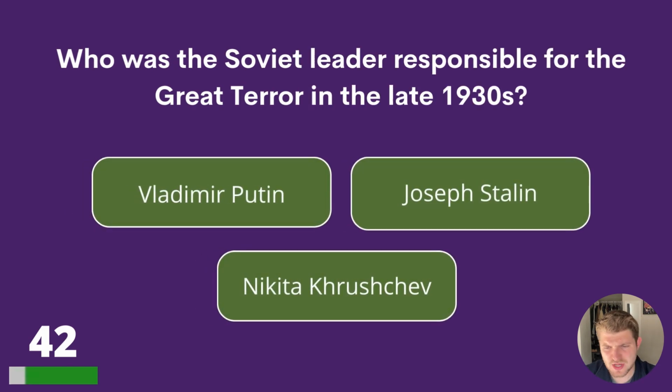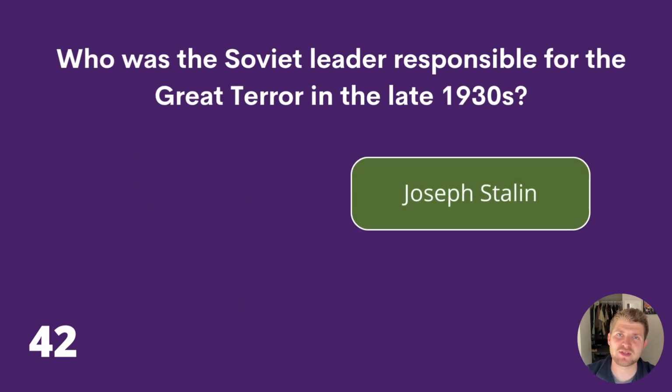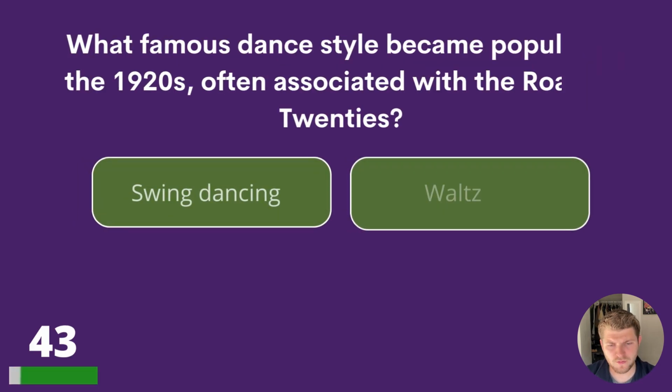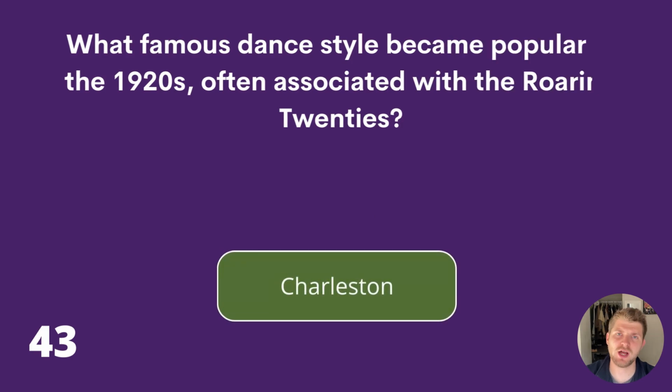42. Who was the Soviet leader responsible for the Great Terror in the late 1930s? Vladimir Putin, Joseph Stalin, or Nikita Khrushchev? The answer is Joseph Stalin. Question 43. What famous dance style became popular in the 1920s, often associated with the Roaring Twenties? Swing dancing, waltz, or Charleston? The answer is Charleston.